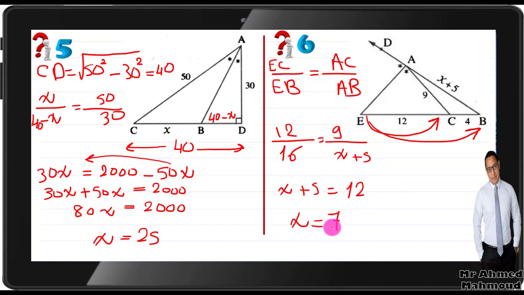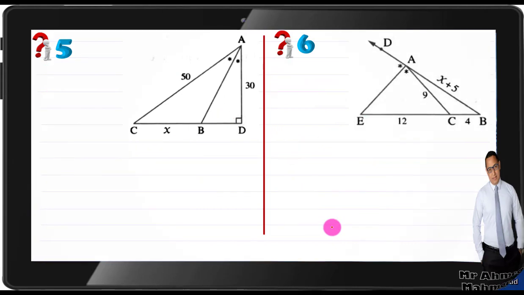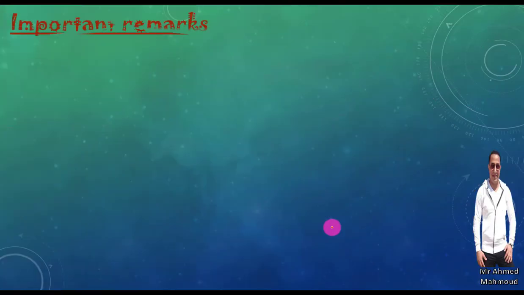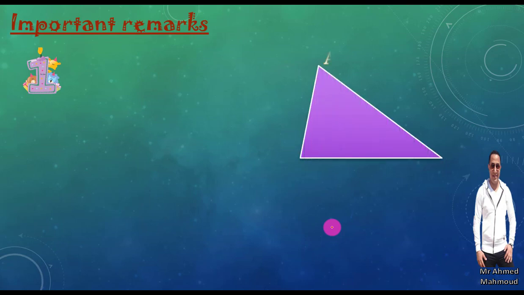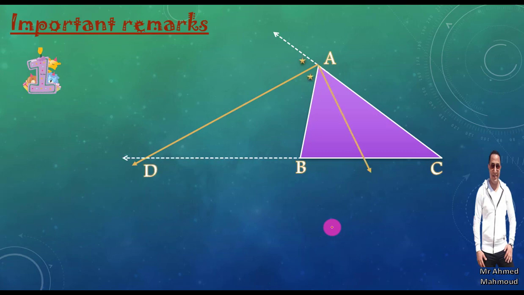Okay, now let's study some important remarks. The first remark: if we have triangle ABC and AD is the external bisector and AE is the internal bisector. First, looking at this angle, it is a straight angle. Straight means 180. I divided this angle into two dots and two stars.